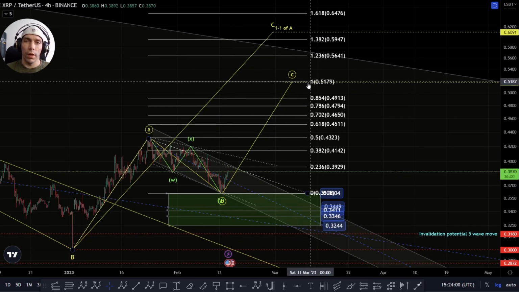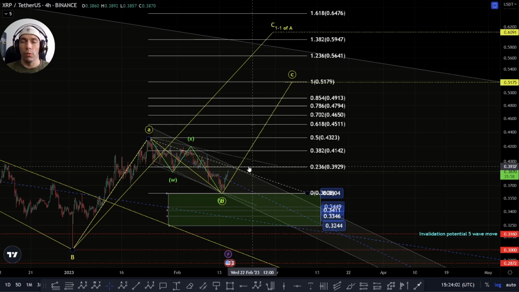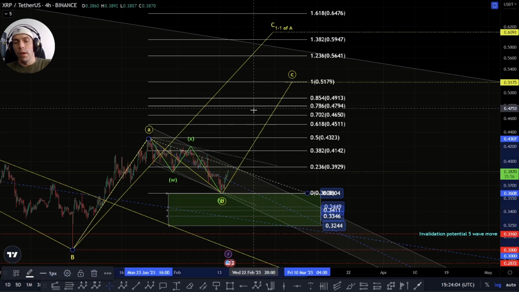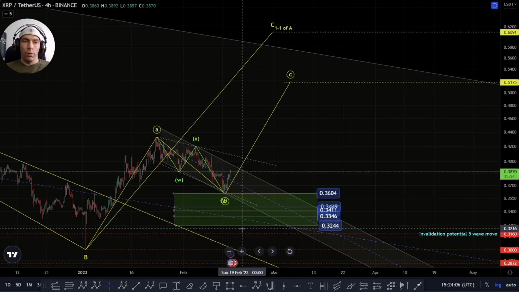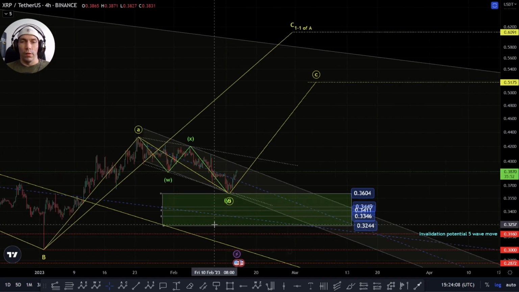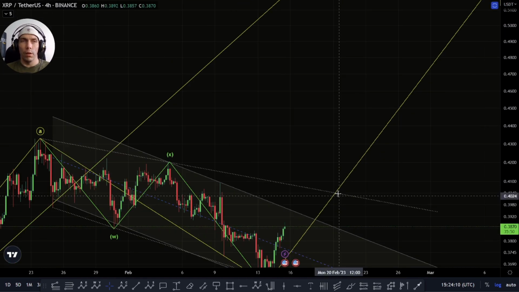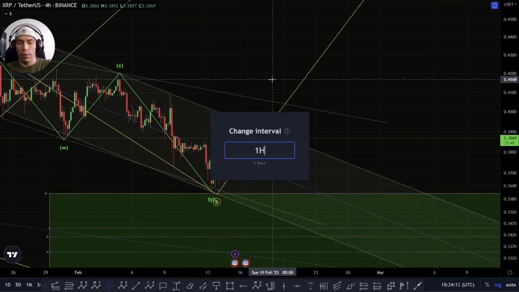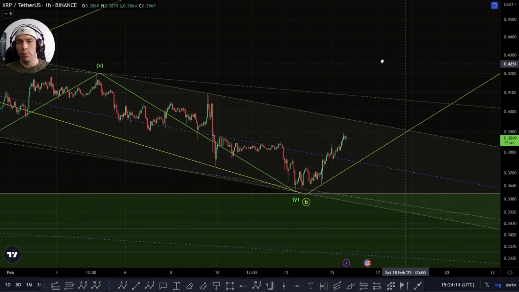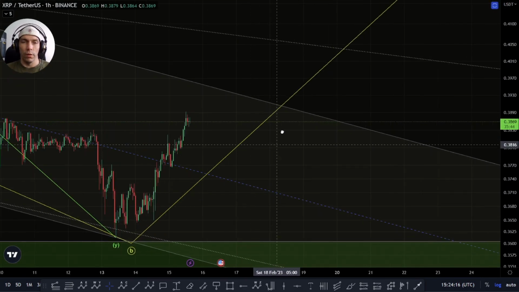Okay, so the one-to-one as well is currently sitting at this 51.75. So within this structure, what we could be arguing is that we're making this C wave to the upside, and it would be very early stages of this if this was the case. And there's a couple of ways we can look at counting this move.